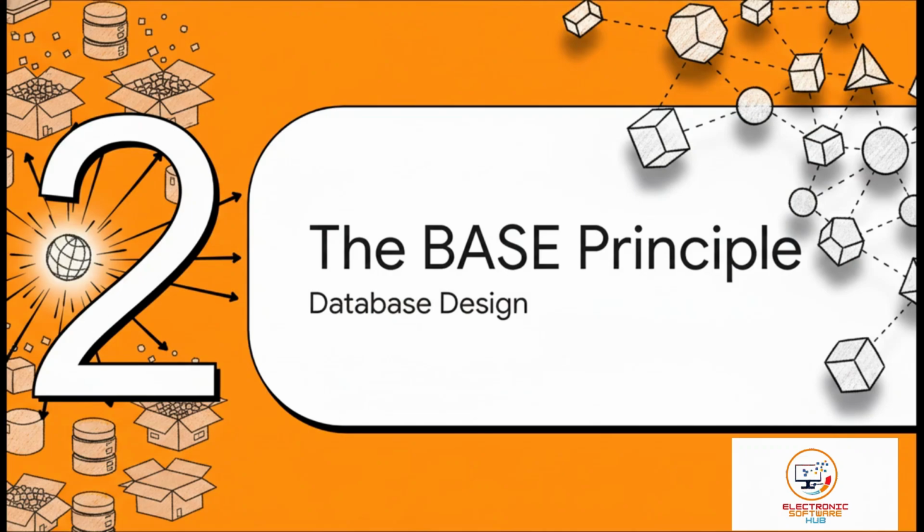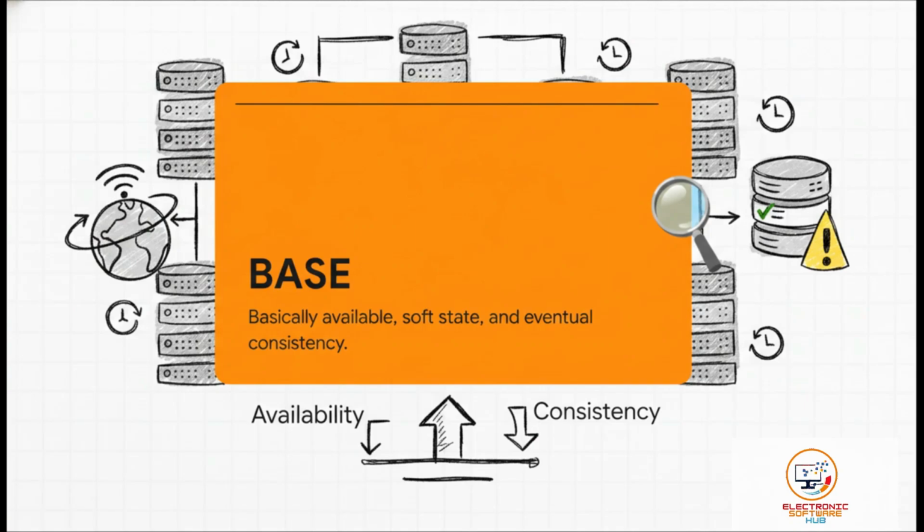Moving right along to Section 2, the BASE principle, and how it completely changed database design. To solve the huge scaling nightmare we just talked about, engineers had to totally flip their mindset. And that led to a database design principle known as BASE. Let's quickly dejargonize this. BASE stands for Basically Available, Soft State, and Eventual Consistency. It's heavily leveraged by modern distributed systems.